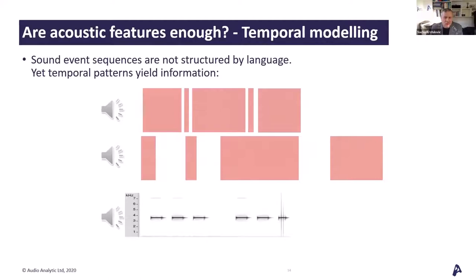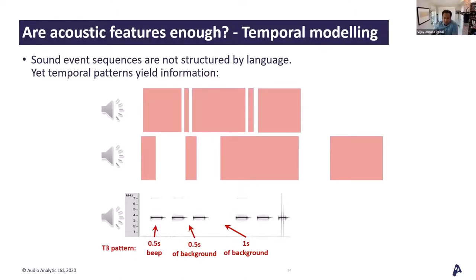And there we come back to our smoke alarm. This type of pattern has three beeps, which are 0.5 of a second each with 0.5 of a second gap in between, and then a 1 second gap between groups of three. This is called the T3 pattern. That's a pattern that is standardized for security devices, for smoke alarms in particular. So temporal structure matters for sound recognition.